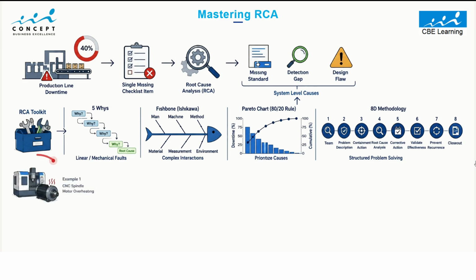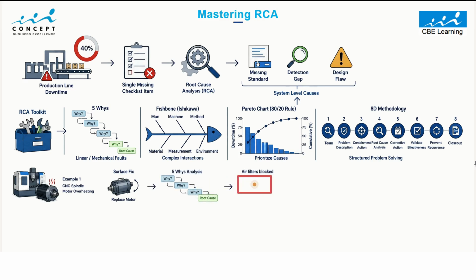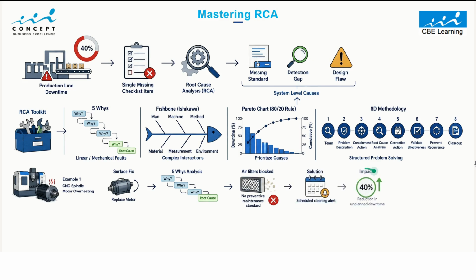Consider a CNC spindle motor that keeps overheating. A surface-level fix is simply replacing the motor. However, by asking why 5 times, we find the air filters were blocked because no preventative maintenance standard existed. Implementing a scheduled cleaning alert reduces unplanned downtime by 40%.